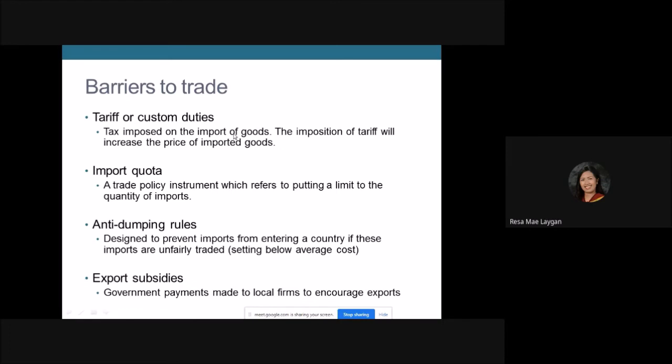So meron din tayong anti-dumping rules, 'di ba? Kapag dumping rules, yung mga surplus ng other countries is idadump nila doon sa another country. For example, yung mga surplus sa Korea, dinadump nila in the Philippines. So because of this anti-dumping rules, no, it is designed to prevent imports from entering a country if these imports are unfairly traded, like selling below the average cost.